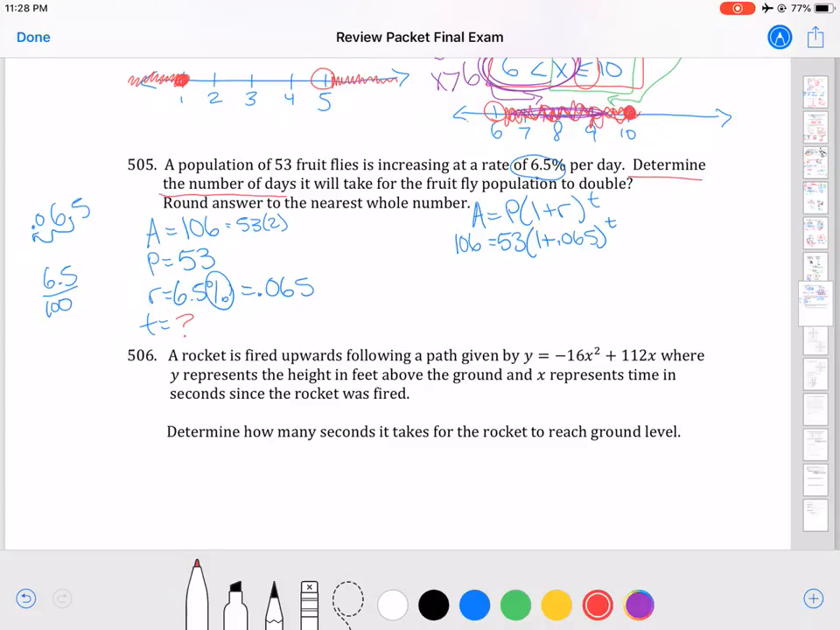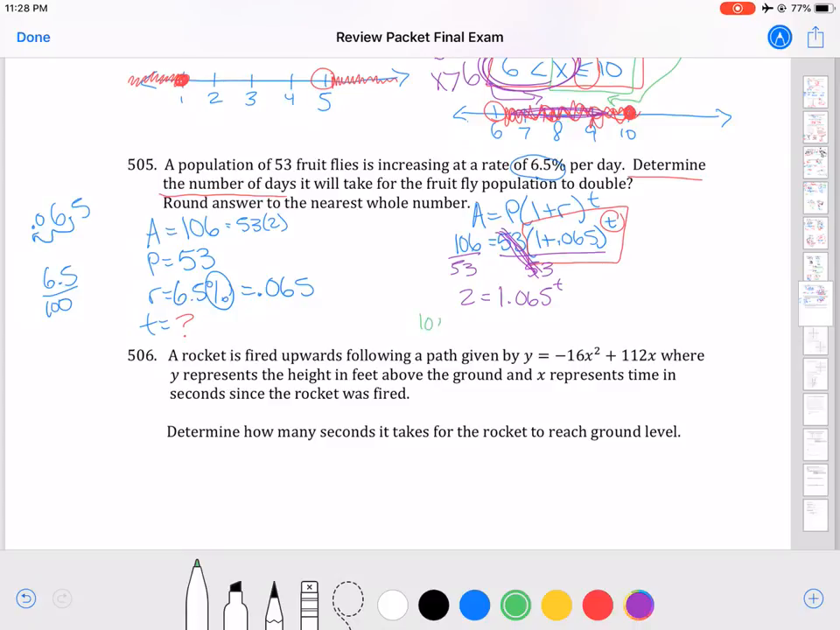All right, now when I go to solve this, I notice that since I'm solving for a T up in the exponent, it's an exponential function, and I need logs. So I look at what's being raised to the T, and it's just that 1.065 and not the 53. So I can't take the log of both sides until I get rid of that 53, and I do so by dividing both sides by 53, ultimately canceling that 53 out, just like I need. So 106 divided by 53 is 2, and that is equal to, I'm just going to add those right now and get 1.065 to the T. So now I'm good to start solving this with logs.